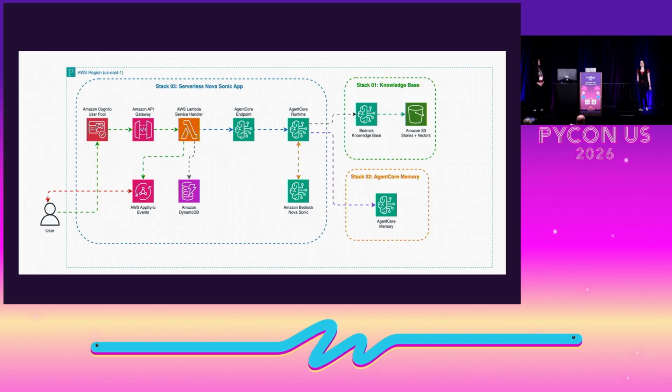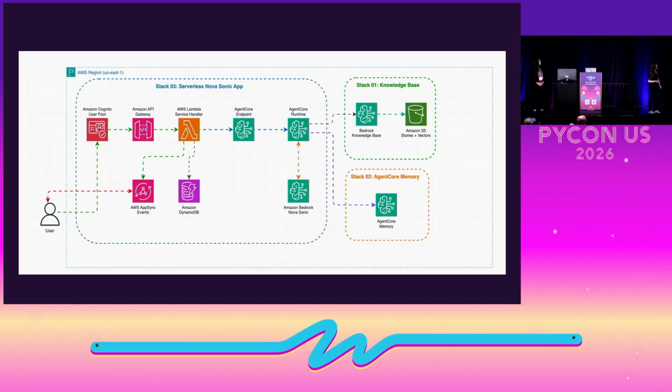But if you are familiar with AWS, these are the services that we are using. So we have Amazon Cognito for the authentication. We have a QR code at the end of the session, so we are going to share everything that we just talked about here. All the repo, all the PDF, everything is going to be in a link, so you don't need to take pictures.